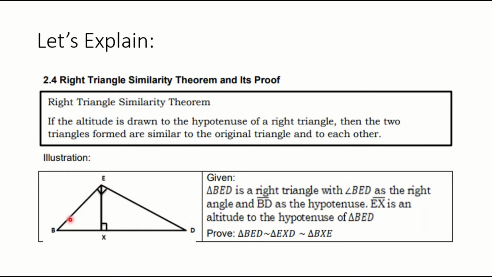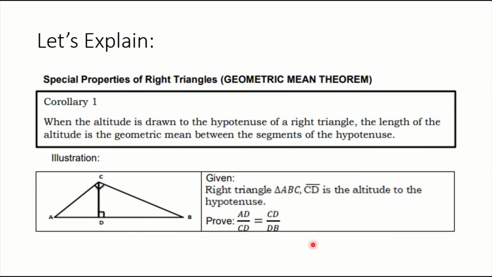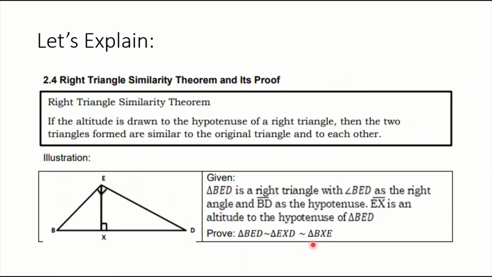So, ito yung right triangle. Triangle BED is a right triangle, where BED is the right angle, ito yon yung right angle natin, and BD is the hypotenuse. Okay? EX is an altitude. So, yung EX daw po, ito yung altitude or yung height to the hypotenuse of triangle BED. Prove that triangle BED is similar to triangle EXD and triangle BXE. So, they are similar naman po.